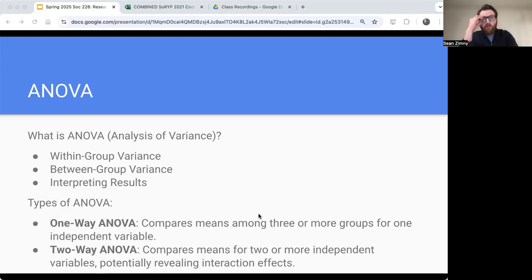Maybe that's not super clear. It's okay. Review the notes. And again, those videos will explain that even further. And there's two different types of ANOVA I want to mention. So there's one-way ANOVA. This compares means across 3 or more groups for one single independent variable.